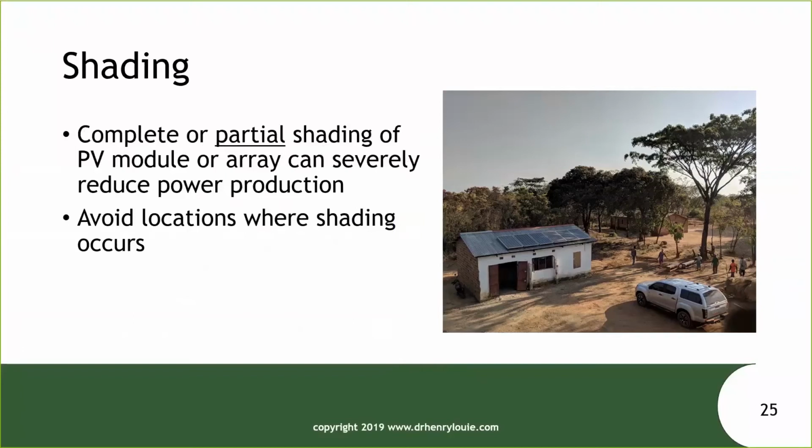A general rule of thumb is, you look at the cell in that module that is the most shaded, and that's going to be the bottleneck. That's going to limit the power production of that entire cell. So you can shade just a small fraction of a PV cell or a PV module, and it will dramatically decrease the power production of that whole module. So you want to avoid locations where it's shady. Here's a picture of a PV array that has shading in the evening time as the sun passes over that big tall tree.